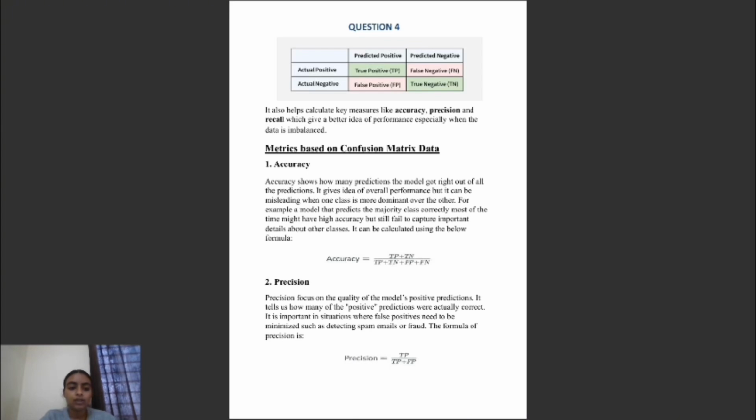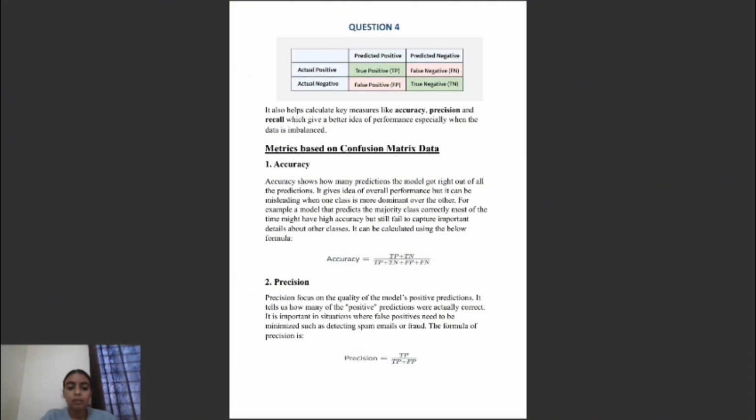The first one is accuracy. Accuracy tells us how many predictions the model got correct out of all predictions combined. Although accuracy is a popular metric, it can be misleading when one class dominates the dataset. For example, if the majority of data belongs to one class, a model may achieve high accuracy simply by predicting that class every time. It can be calculated using the formula: accuracy equals true positive plus true negative upon true positive plus true negative plus false positive plus false negative.